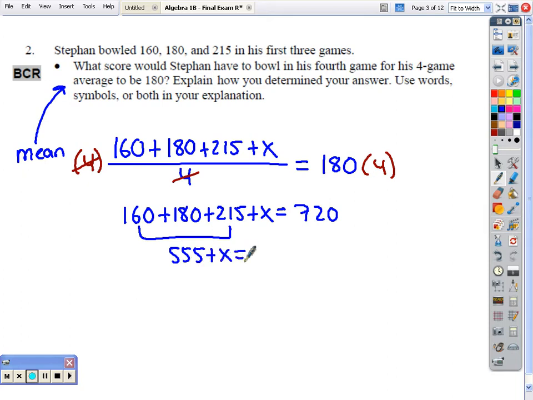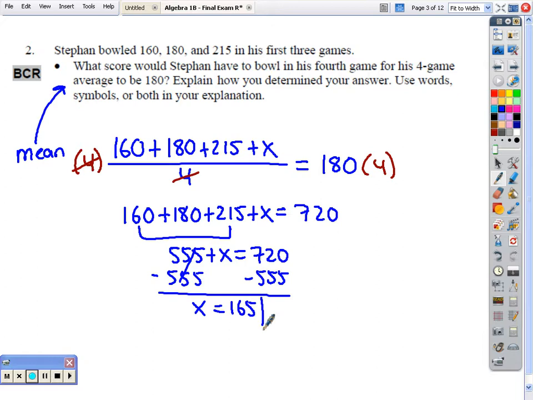So at this point I'm left with a one-step equation. I'm going to subtract 555 from each side. And I get x equals 165 is my answer. Okay? Again, if you're not sure how to do that, you should come see me for help.